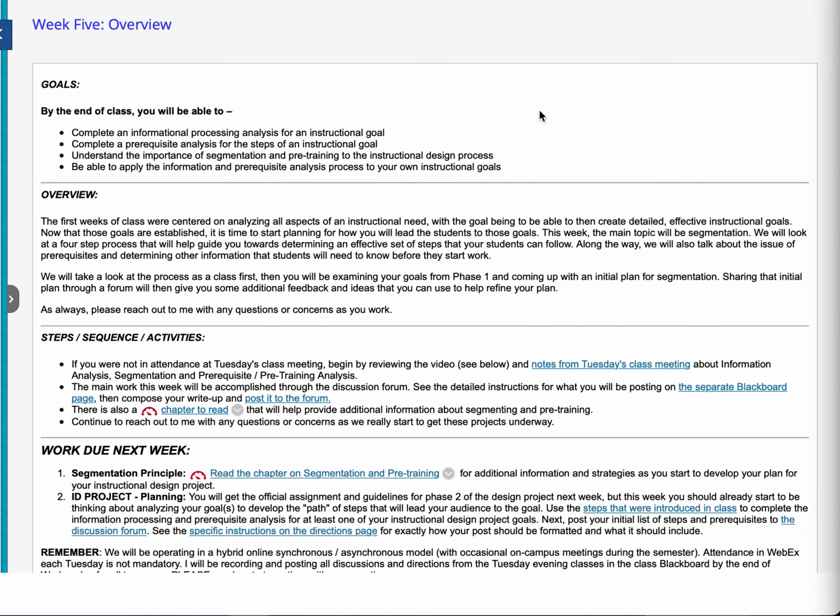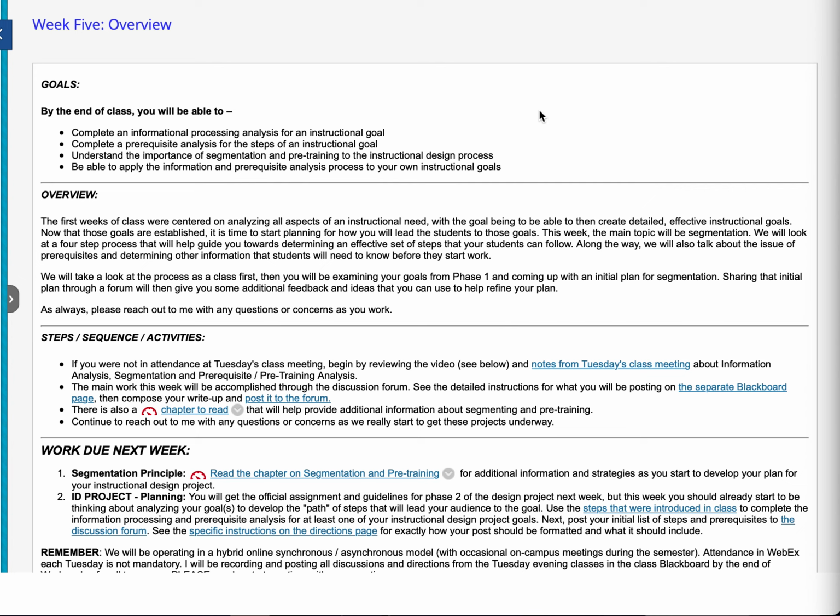So for tonight, there basically are two main topics for this evening. One of them, broadly speaking, is the concept of segmenting or segmentation of a lesson plan. We're going to look at a particular strategy, a 4-step process that will allow you to take an instructional goal and then develop a concrete set of steps that will lead your students to that goal, points along the way.